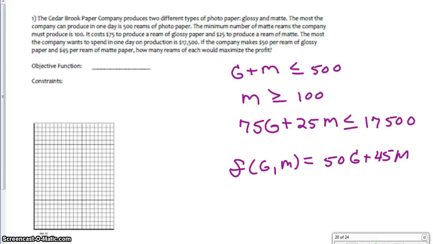Now also remember that 75G plus 25M less than or equal to 17,500 can be simplified, along with the fact that I have left two constraints off, knowing that you know what to write in the fact that they would be in the first quadrant. By the way, the profit would be 50G plus 45M.